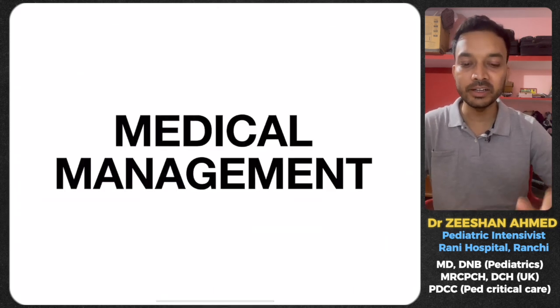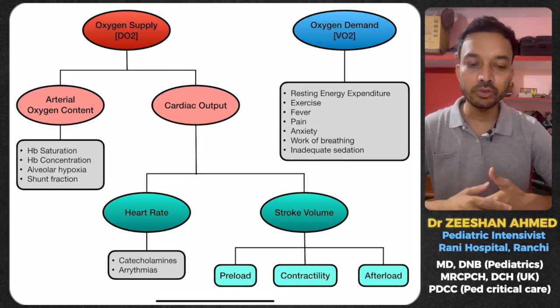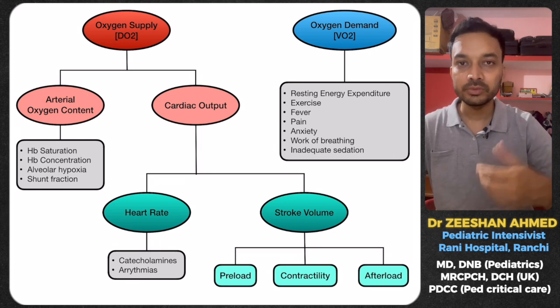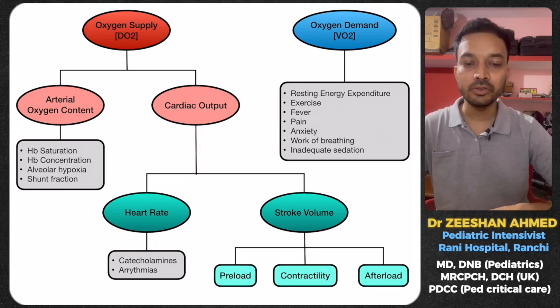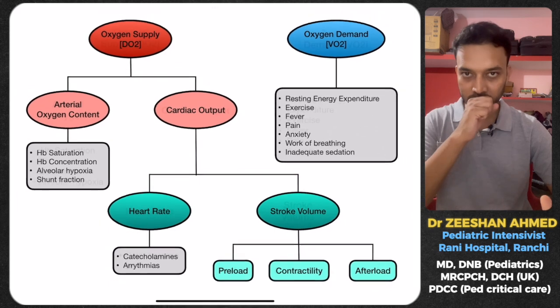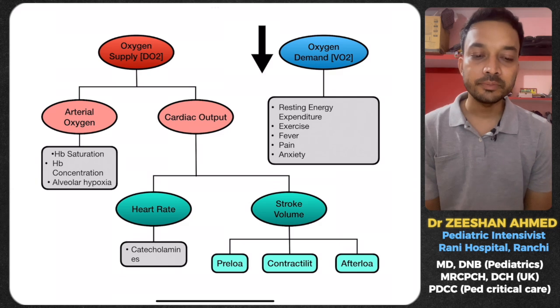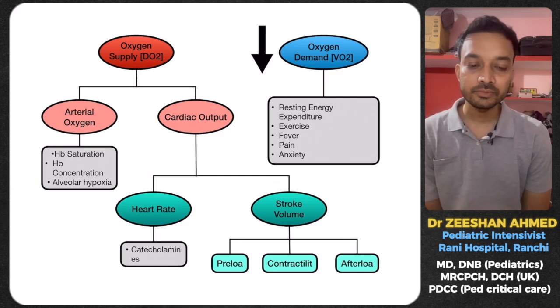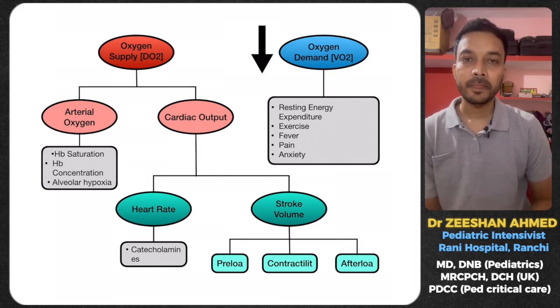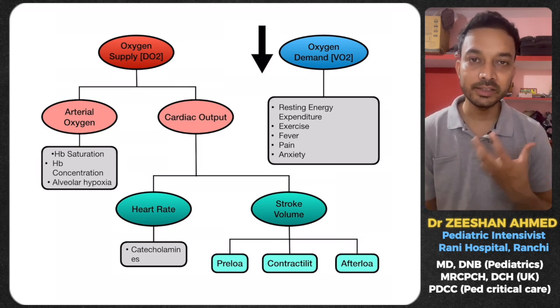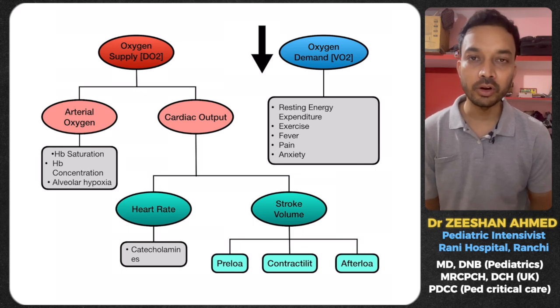So let's talk about the medical management. We have already gone through this flowchart or algorithm during the pathophysiology phase. Now we should understand how these things work to lead to heart failure. So how will we manage heart failure? We should try to decrease the oxygen demand of the heart, of the body as a whole.